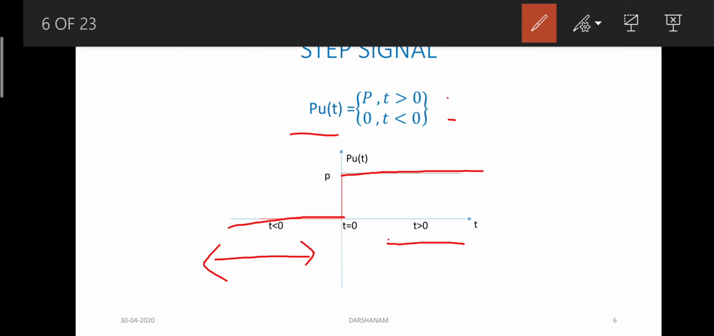The signal magnitude is 0. Then, why is it called a step signal? We will understand it from this graph itself. That is, this graph looks like a step or staircase.